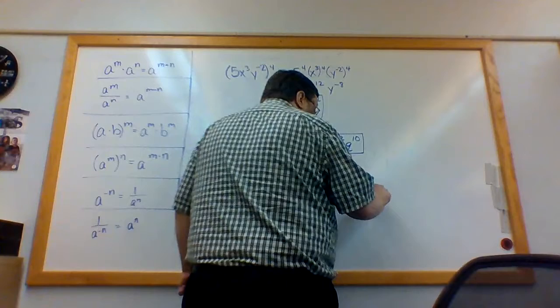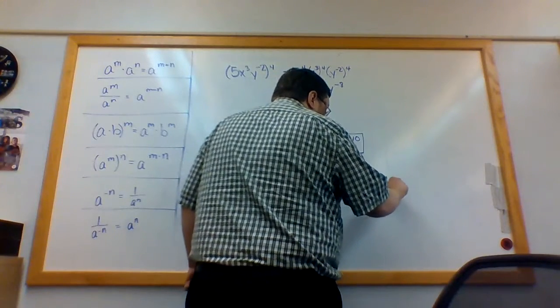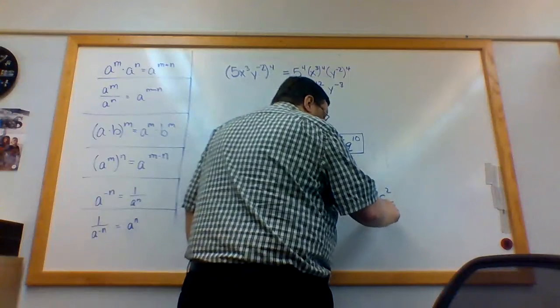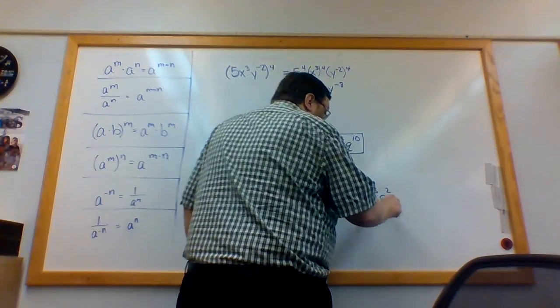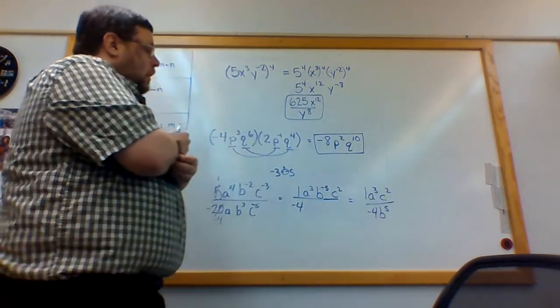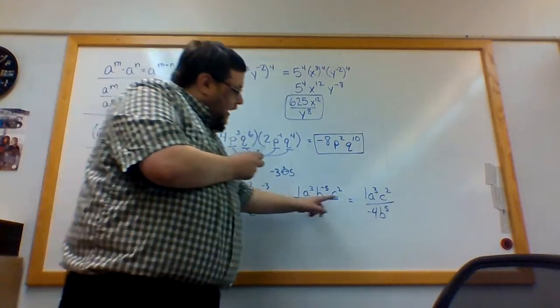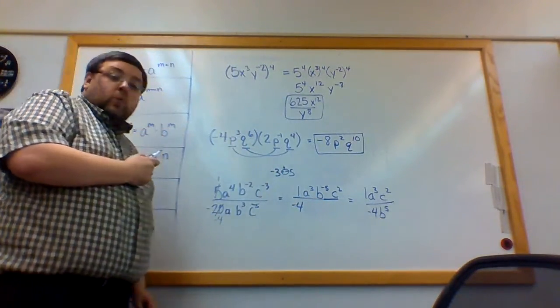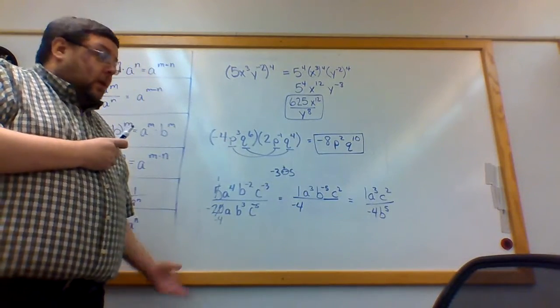So I've got 1a to the third and c squared. And then on bottom, I'm going to have negative 4 and b to the 5th power. It became positive 5 as the exponent when I moved it to the bottom. That's one way to think about the problem.